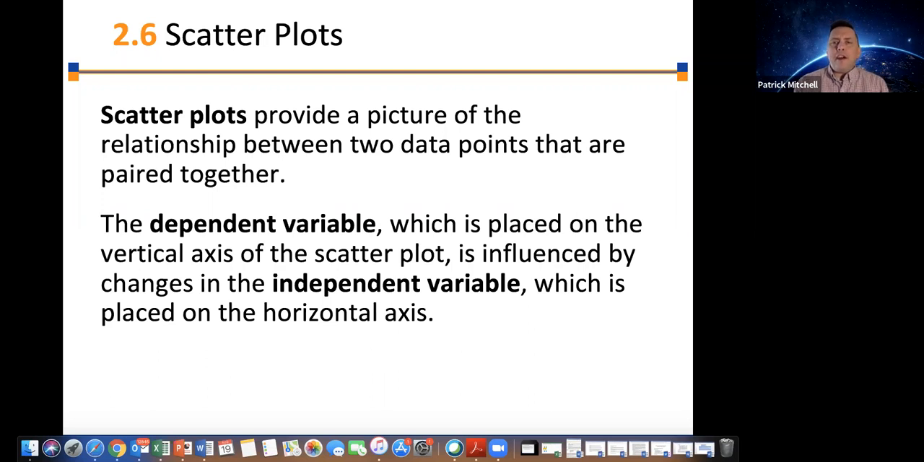So the dependent variable, which is placed on the vertical axis of the scatter plot, that's usually called Y, although it doesn't have to be, is influenced by changes in the independent variable, usually called X, which is placed on the horizontal axis.